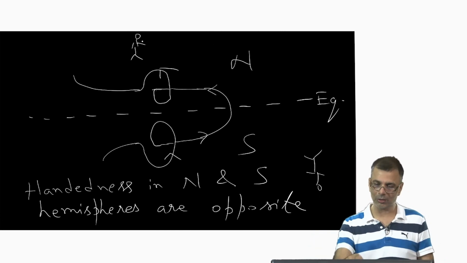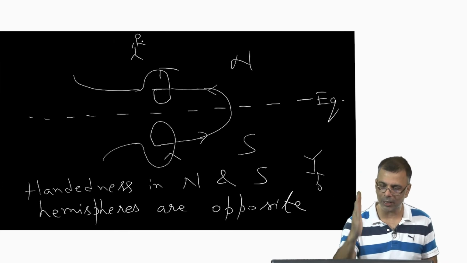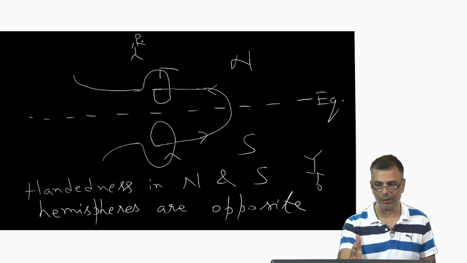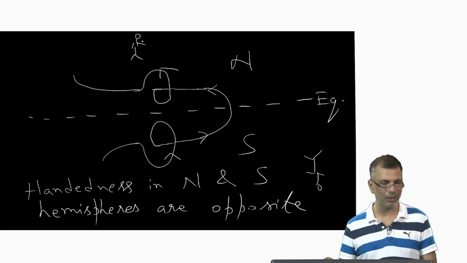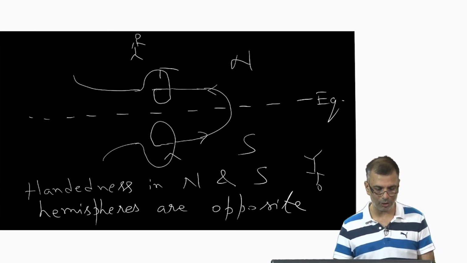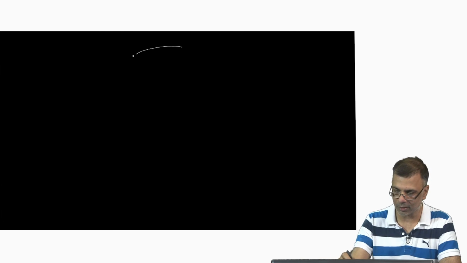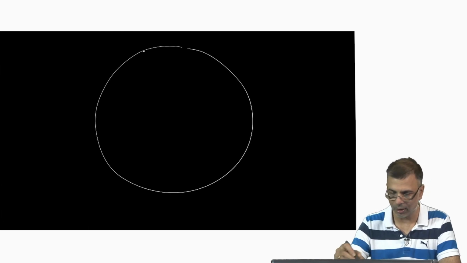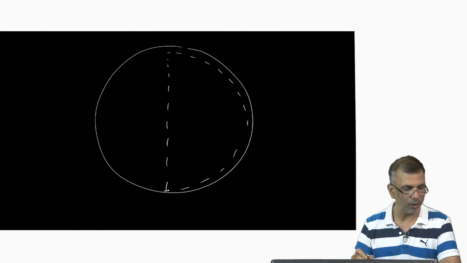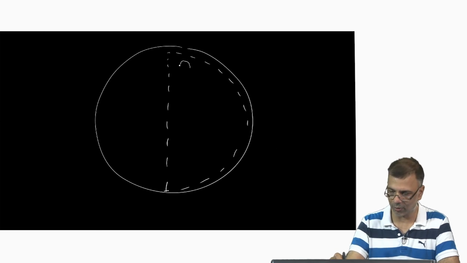Now what happens? These rolls are in the meridional plane, perpendicular to the plane of the screen. So let us now look at the meridional plane, and let me draw the thing again. In the meridional plane, what I have is several little rolls like this, and the sense of the roll is like this.